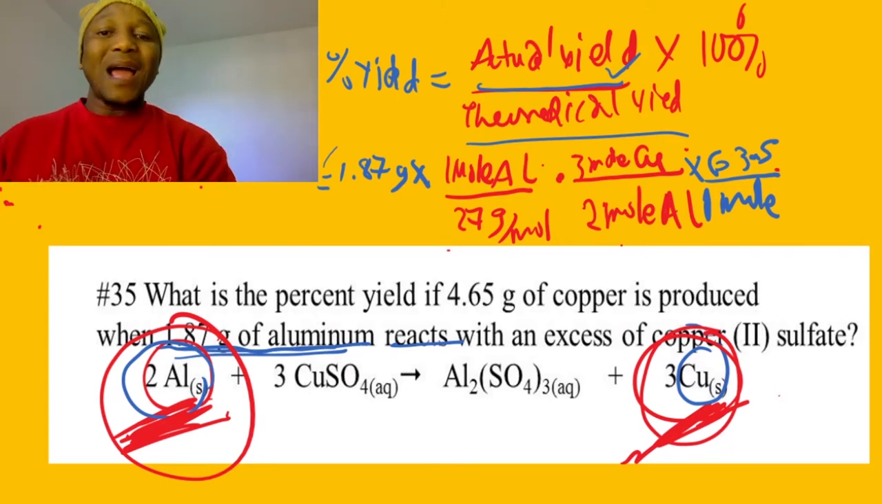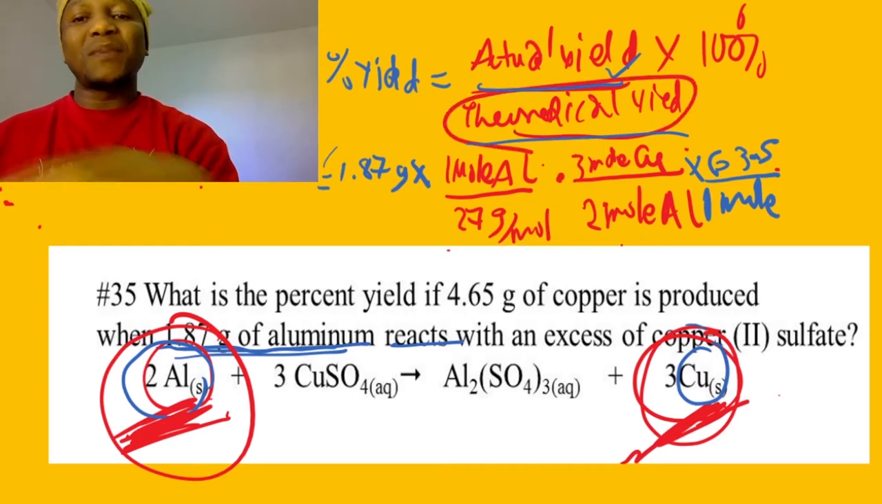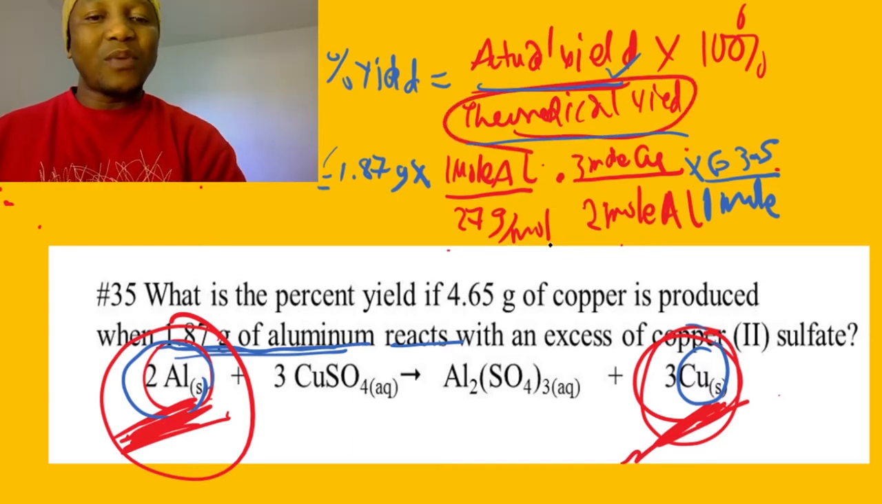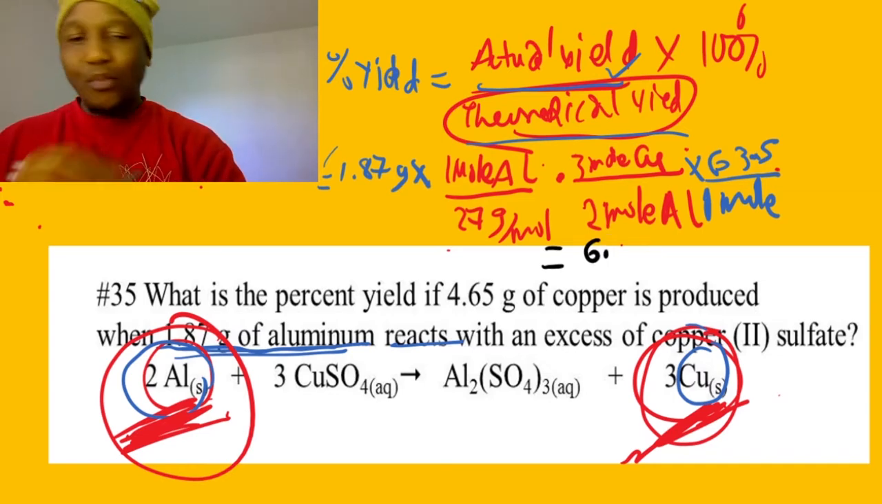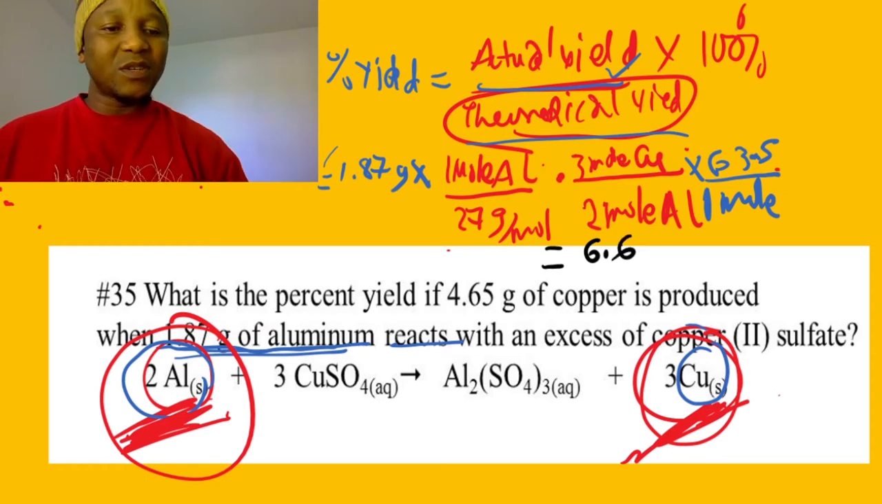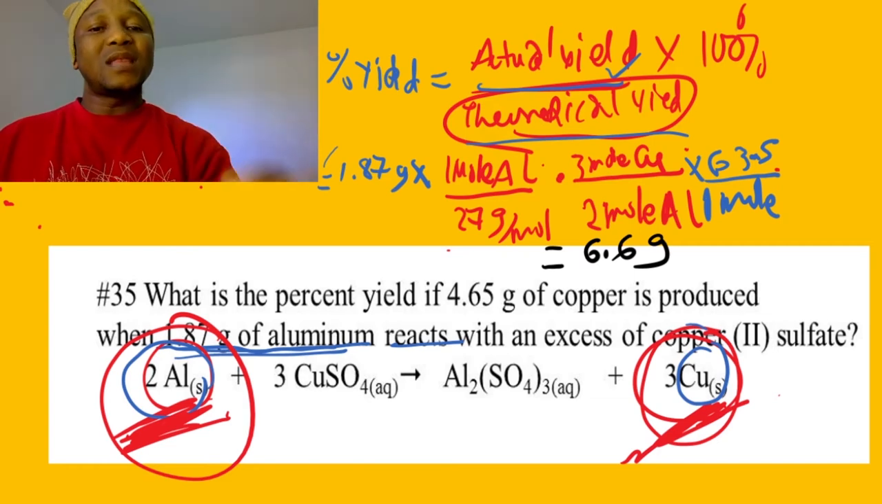So now multiply all this, it's going to give you the theoretical yield. So this multiplication, all of this gives the theoretical yield. If you plug all of this into the calculator, this is going to give you 6.6 gram. So this is the theoretical yield, the grams of copper.